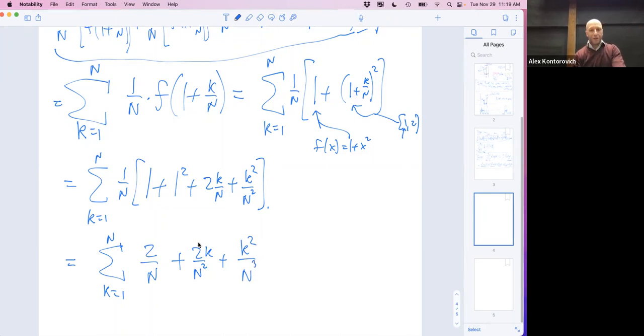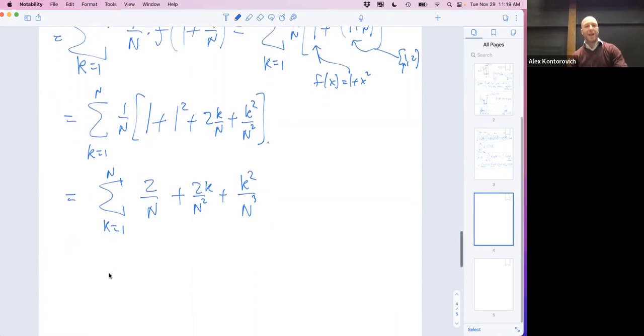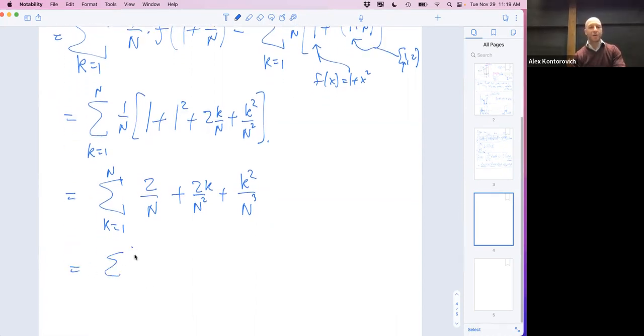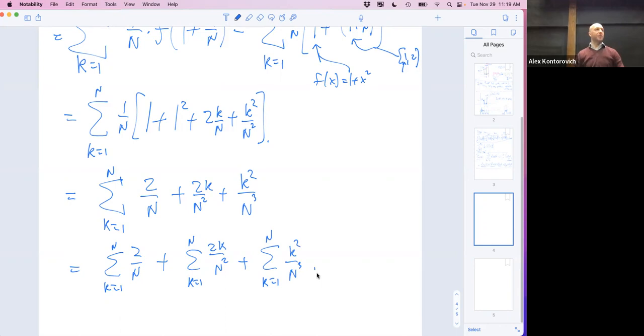Now I'm going to add these things when k is equal to 1, plus these things when k is equal to 2, plus these things when k is equal to 3. So I'm just adding a whole bunch of things. Is that not the same as first adding all of the first terms as k goes from 1 to n, then adding up all of the second terms, 2k over n squared as k goes from 1 to n, and adding up all of the last terms as k goes from 1 to n, k squared over n cubed? Does everybody see that? Everybody see why that's true?